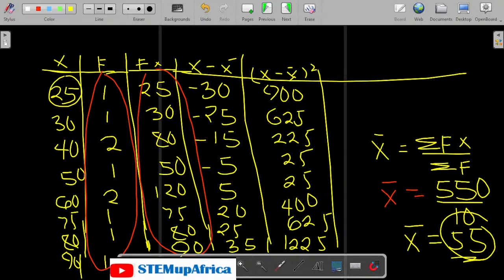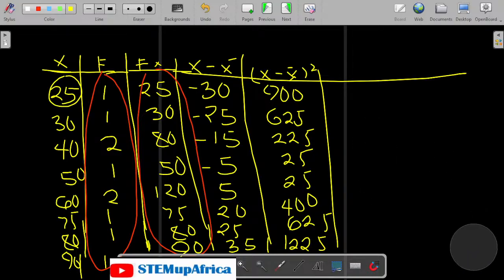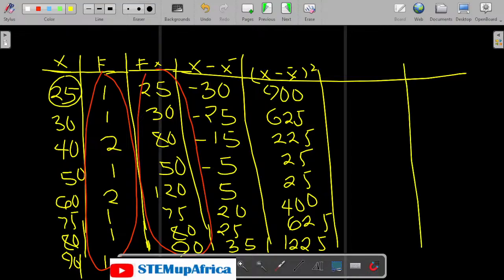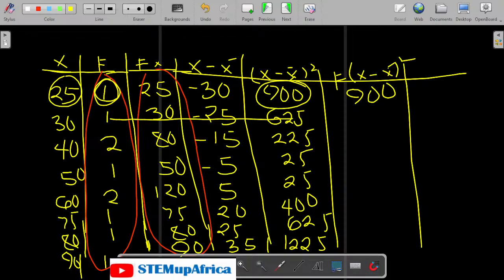Then, after which, you also have a table for f into x minus x bar squared. So this is the procedure of finding standard deviation. So what is the f now? My first f is 1. x minus x bar squared is 900. So 1 times 900 will give me 900. Then this is 1 times 625, 625. 2 times 225 will give us what? 225 times 2 will give us 450.